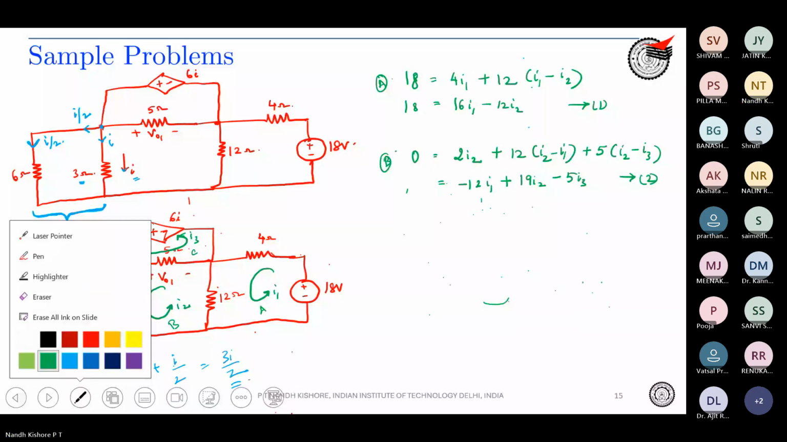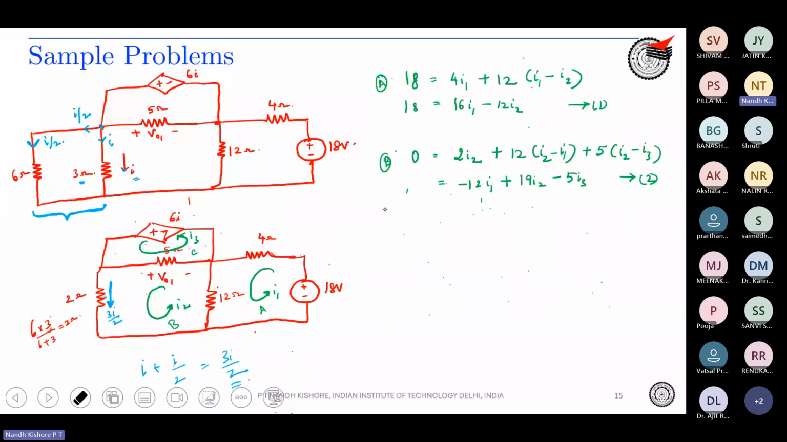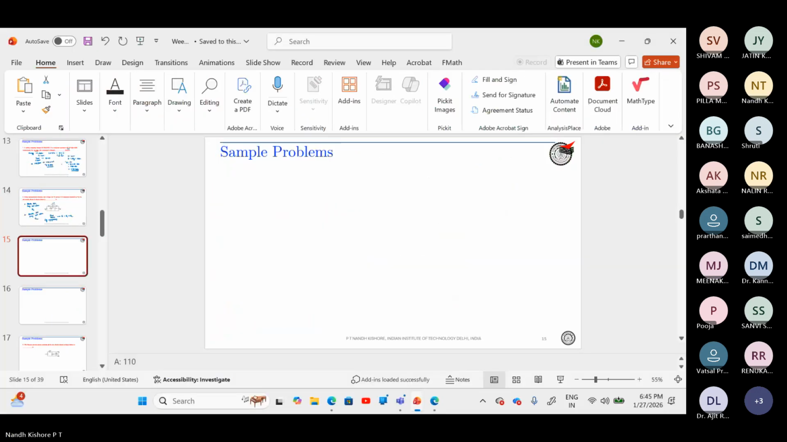Is this clear? How we get the equation? Anyone have any doubt? Please let me know. Clear? Yes, sir. Clear. Everyone else, is it clear?